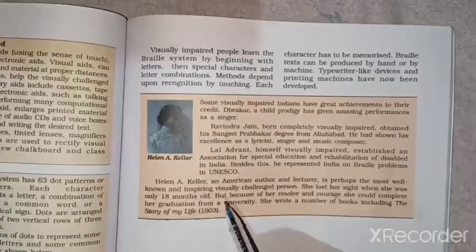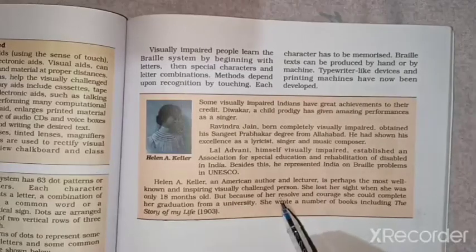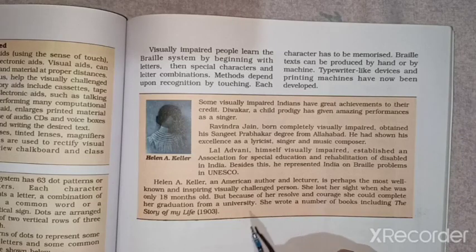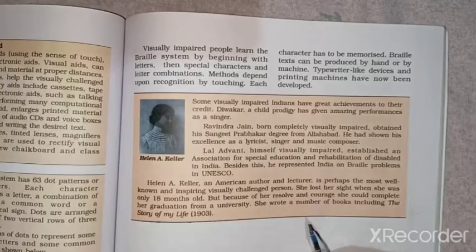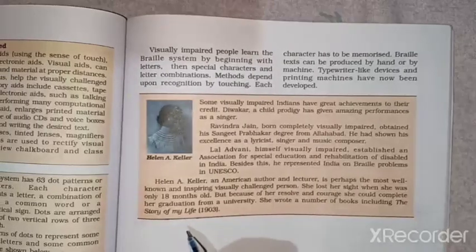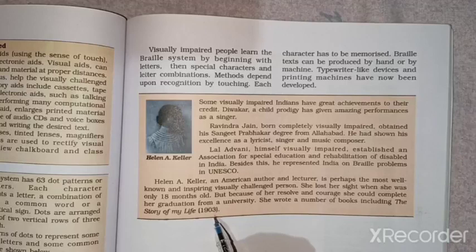So, she is an American author and lecturer and is perhaps the most well-known and inspiring visually challenged person, and she lost her sight when she was only 18 months old. But because of her resolve and courage, she could complete her graduation from a university, and she wrote a number of books, including The Story of My Life. This book she wrote in 1903.